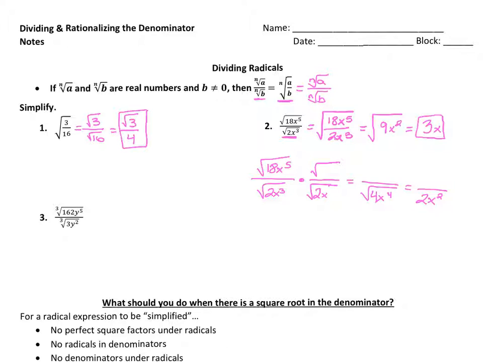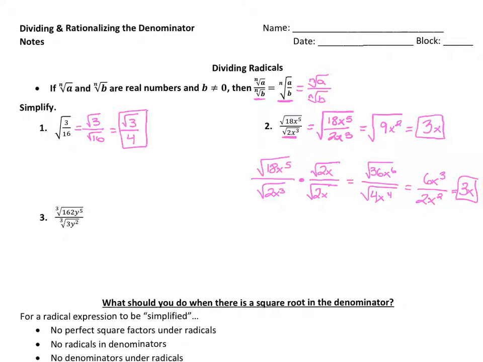Now I can see that my radical is gone from my denominator, so I have fully simplified that denominator so far. But whatever I multiply on the bottom, I must multiply by the same thing on the top. So when I multiply by 2x on the top, I'm going to get 36x^6, the square root of which would be 6x^3, which when I reduce that, I'll get 3x, which was the same as what I saw above.